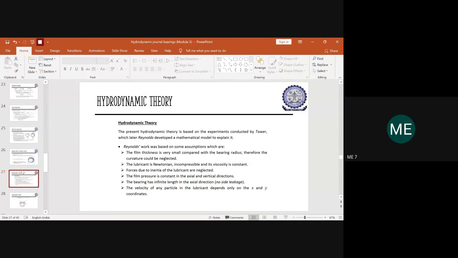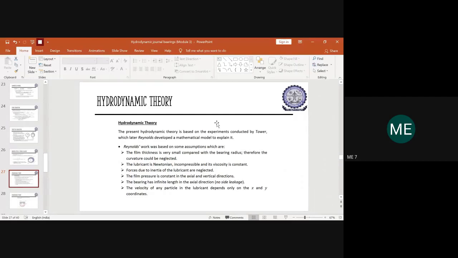In the next class, we will start with the hydrodynamic theory, and then we will derive the Reynolds equation. I won't go into a depth explanation of hydrodynamic theory. I'll just tell you within a matter of minutes what exactly we will be doing in the next class. Hydrodynamic theory was developed by doing some experimentation. It was conducted by Mr. Tower, who conducted an experiment to understand what hydrodynamic theory basically is.